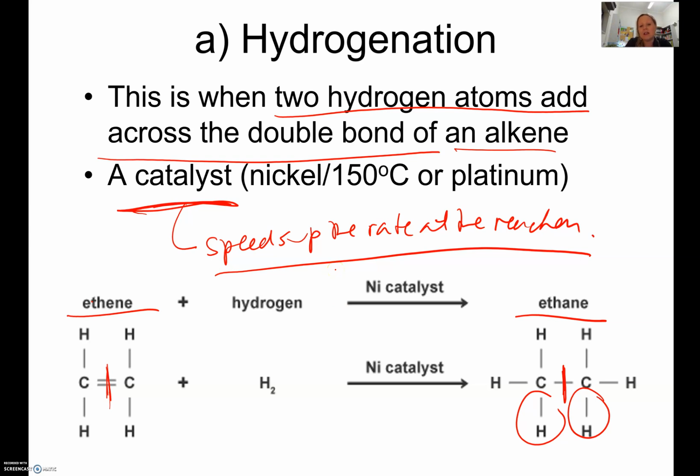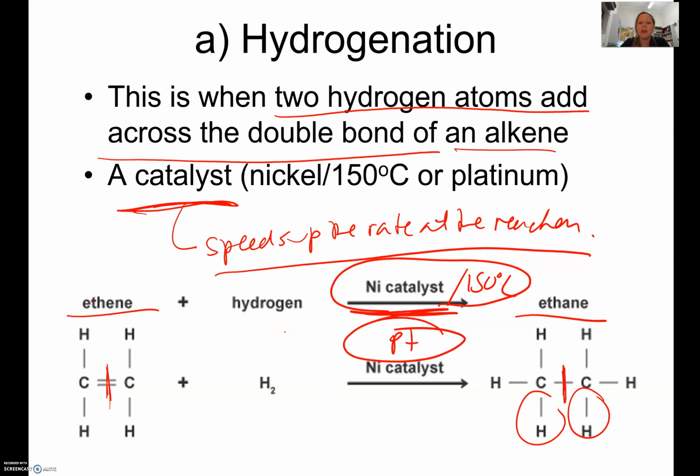And so the catalyst is either nickel and 150 degrees, so you have to do both, or it's just platinum, okay? And you have to know those, you have to know the catalysts, but don't forget, we're just learning a lot today and we'll recap the whole topic. So you do need a catalyst for this one. It's either nickel and 150 degrees or platinum.